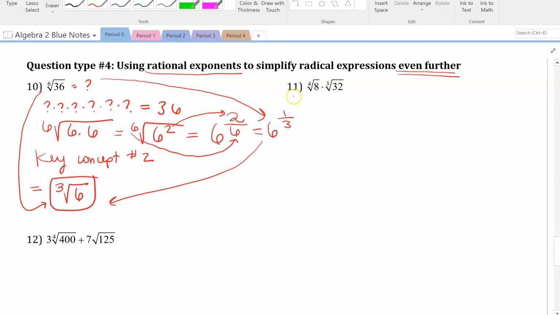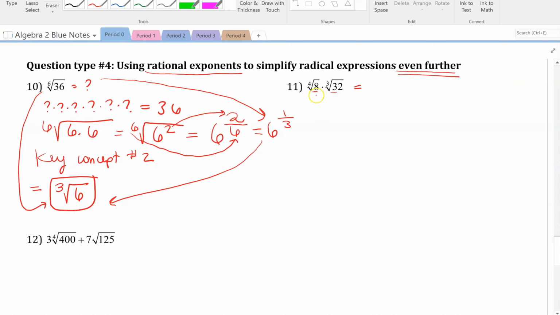Now over here with number 11, this was another problem that earlier, when we were learning about multiplying radical expressions, we would have looked at and said, well, the indexes don't match, therefore you can't multiply these together. At that time that would have been the case, because we hadn't taught you yet about rational exponents. But now that I can convert these into rational exponents, I can combine them because you can convert these to have the same base. Let me show you what I mean.